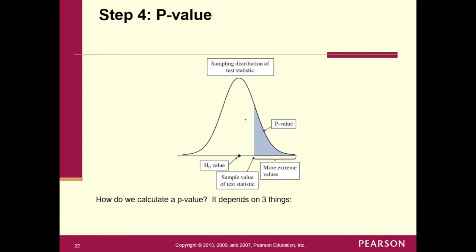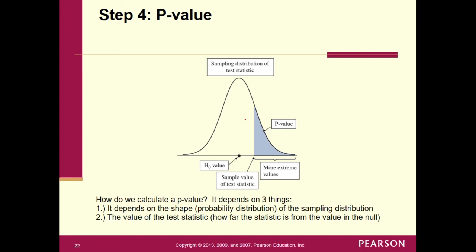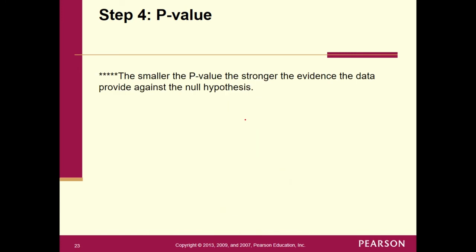So how do we calculate a p-value? Well, it depends on 3 things. 1, it depends on the shape of the sampling distribution. So what probability distribution is the sampling distribution taking on? 2, the value of the test statistic, so how far the statistic is from the value in the null. And 3, it also depends if the test is left, right, or two-tailed. So it depends on those 3 things. I give this 5 stars because if you use stats in another class, they're going to expect you to know this. And I expect you to know this.